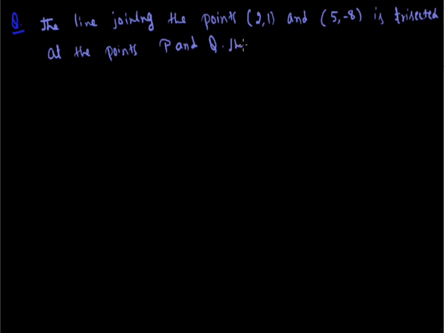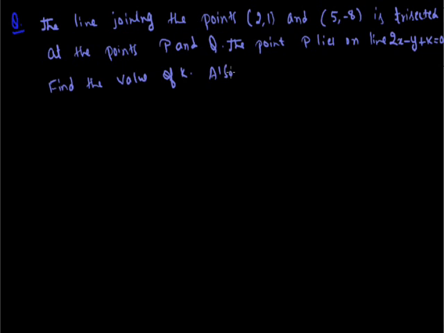The point P lies on the line 2x minus y plus k equal to 0. Then find the value of k. Also find the points P and Q.